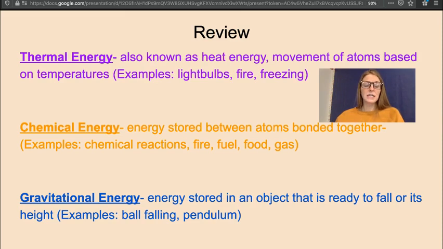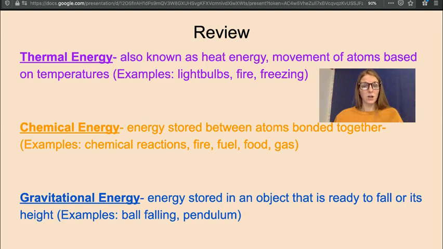Chemical energy is the energy that's stored between atoms, which are bonded together. So a chemical reaction would need to take place. And so those are things like a fire. To start a fire, there has to be a chemical reaction between the oxygen, and then you're also typically lighting a match. And so those are chemical reactions taking place, and then the fire can start.